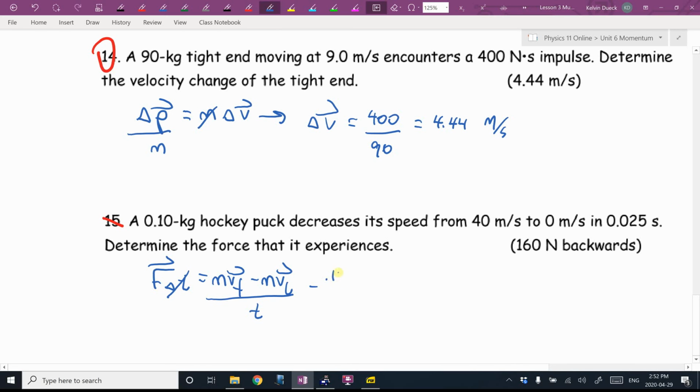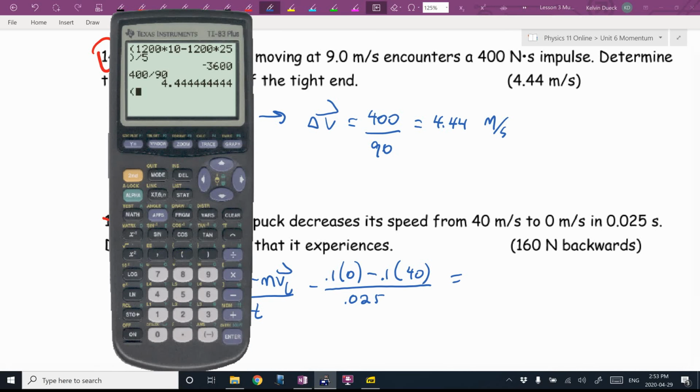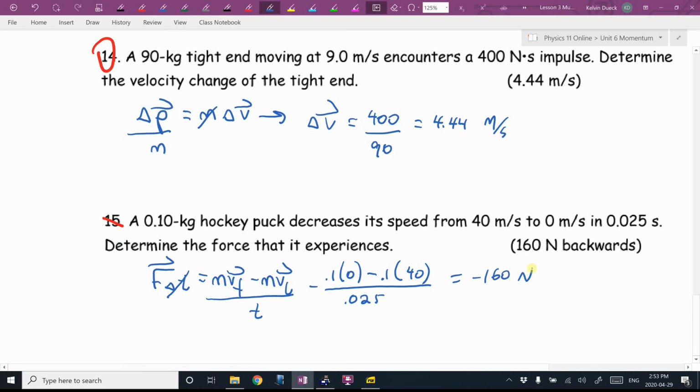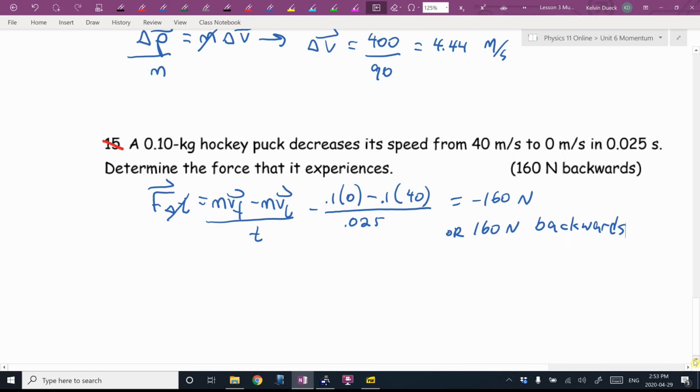I get 0.1 times 0 minus 0.1 times 40 divided by 0.025. I probably didn't need to type the 0.1 times 0, and I get negative 160 newtons, or 160 newtons backwards. This might be when the puck is hitting the goalie, for example, and so it's coming to a stop. The force on it would definitely be backwards.